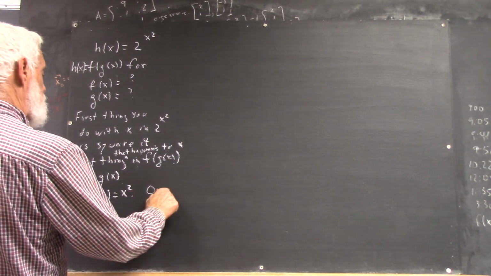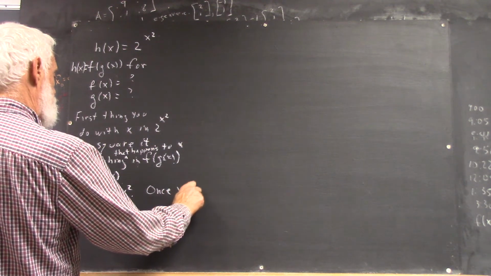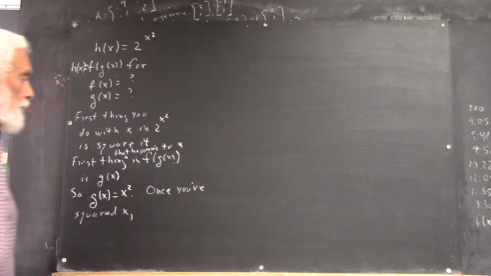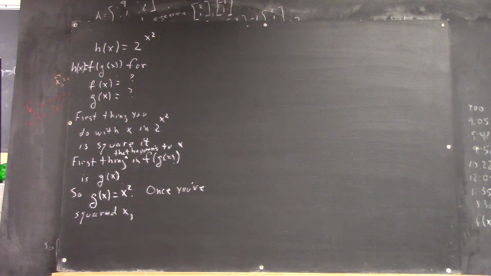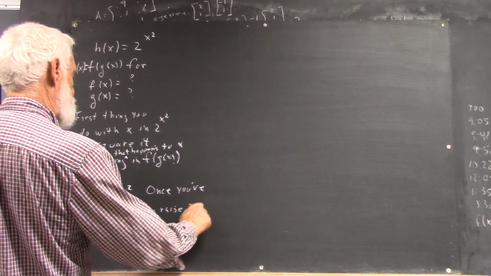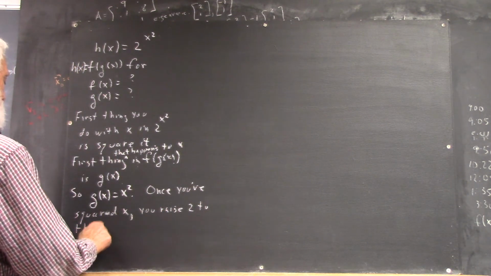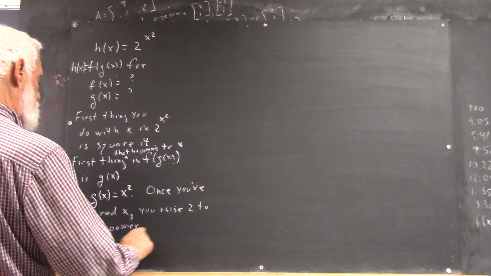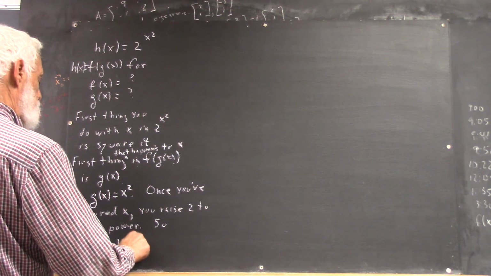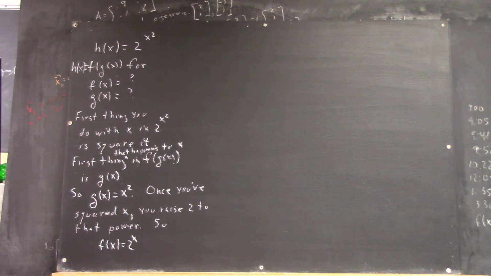Now, once you squared x, what do you do? You raise 2 to the x power. Yeah, you raise 2 to that power, right? So f of x would be 2 to the x. Okay?